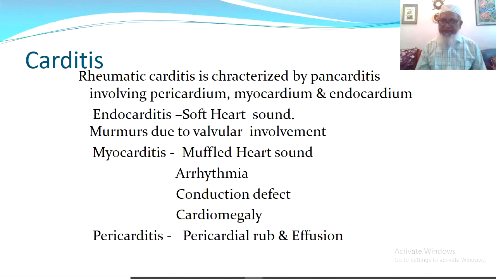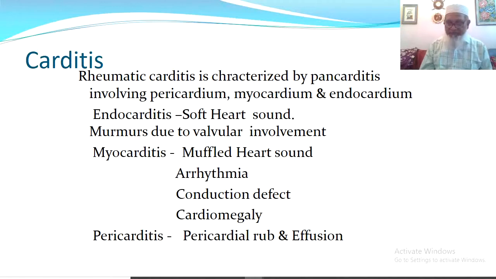If there is pericardial effusion, the important sign in the pulse is pulsus paradoxus. That means the pulse volume diminishes during inspiration. Normally, the pulse volume increases during inspiration. So this is called pulsus paradoxus.